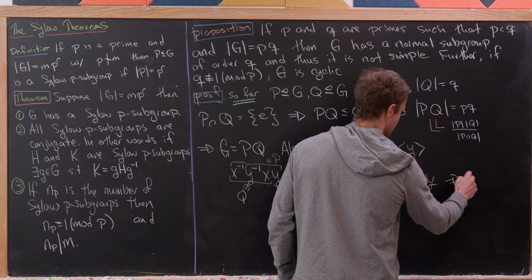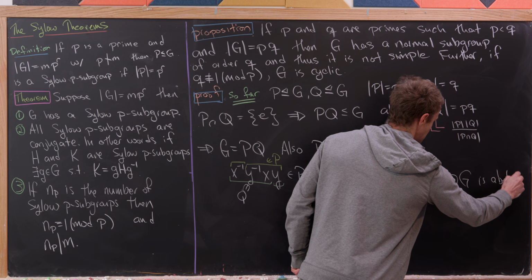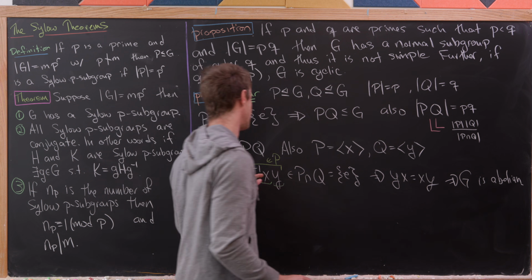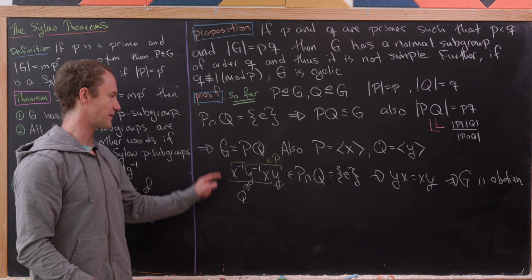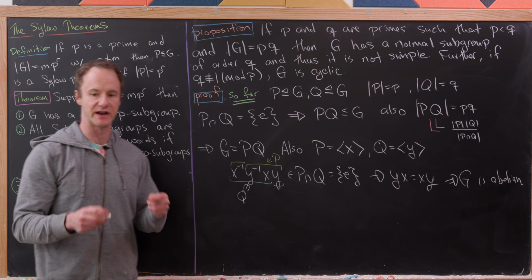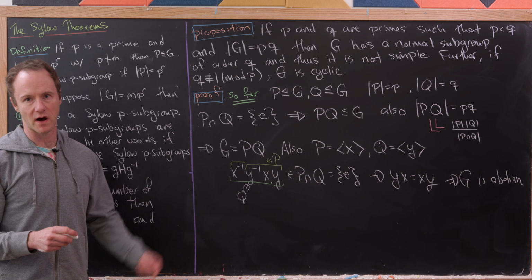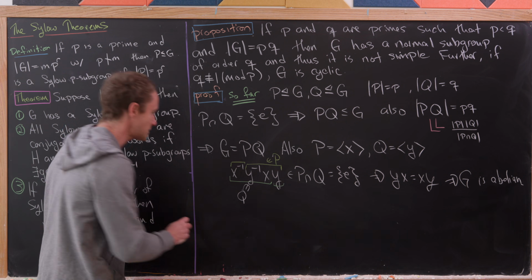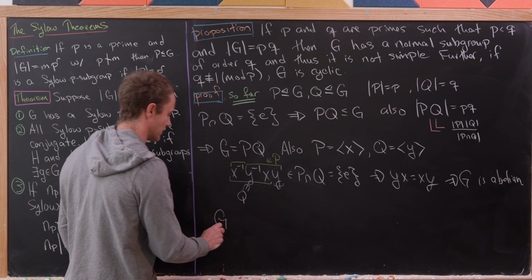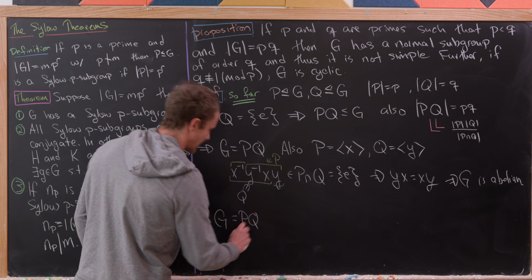But now let's observe that means that G is abelian. Well, and why is G abelian? Because since P is generated by x and Q is generated by y, that means that G is generated by x and y. But then x and y commute, so that makes the whole group abelian. But now that means the following. So G is equal to PQ, like we said.